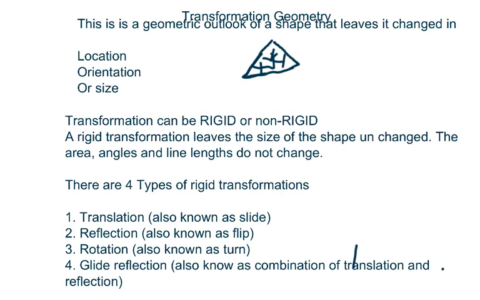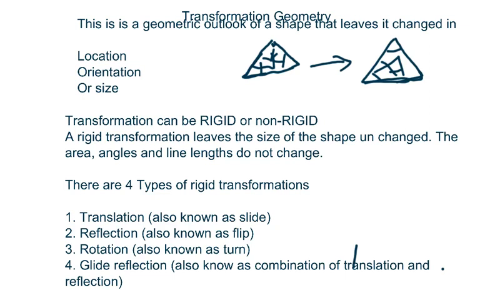So what we mean here by a geometric outlook that changes either its location, orientation, or size means if I'm going to change this triangle, either move it to another position or make it bigger like that, then I have performed in mathematics what is called a transformation. Since this is a geometrical shape, I have transformed it geometrically. That's what we mean by that.